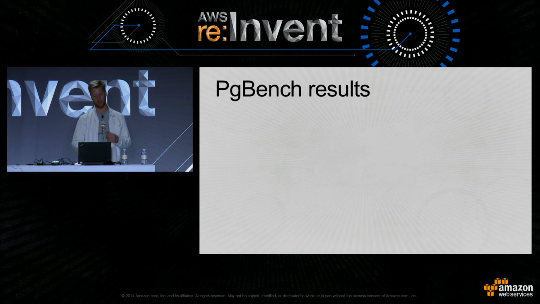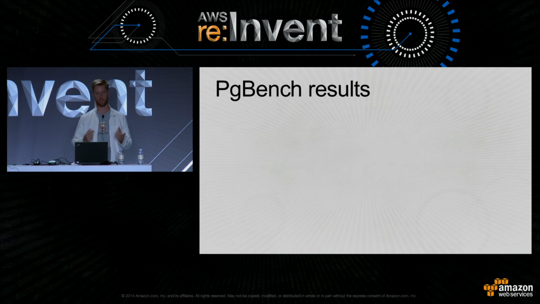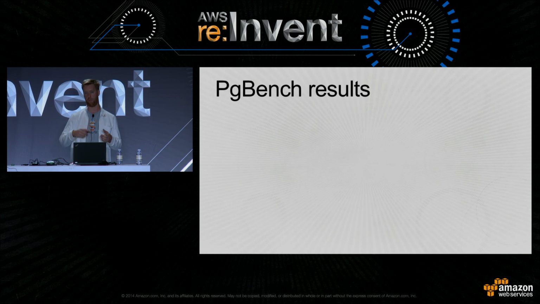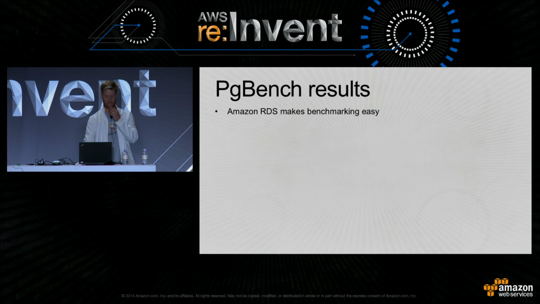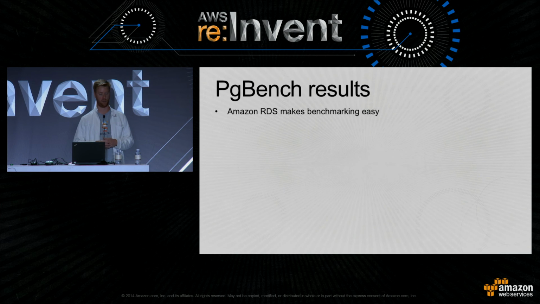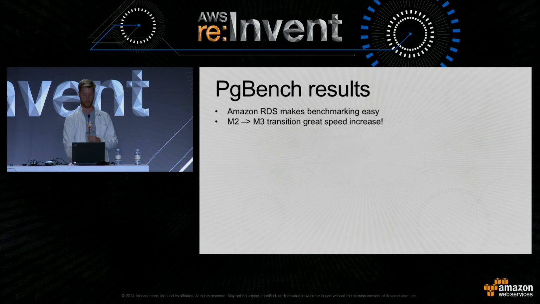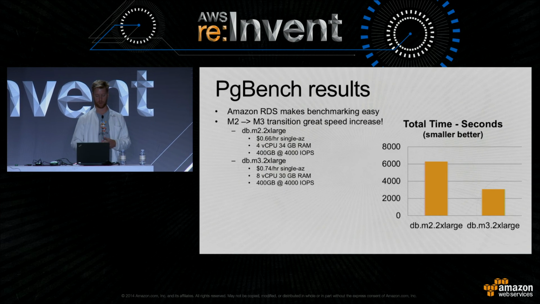And then finally, I did a really simple PgBench just to show how easy some of this stuff is. When we were initially transitioning from the older instance types to the new instance type, I was just curious, if I did a very simple test, what would the performance difference be? And obviously Amazon makes this type of stuff really easy. Just spin up a couple EC2 nodes, spin up a couple RDS nodes, and now you've got your test set up.